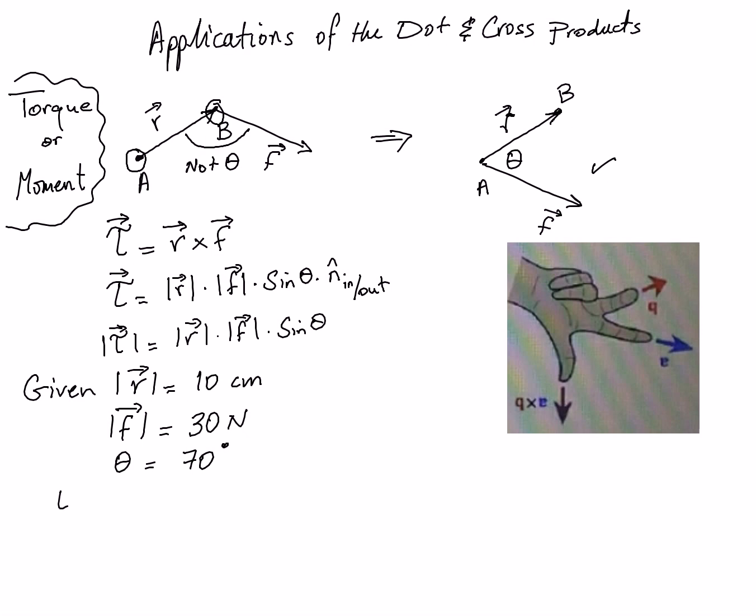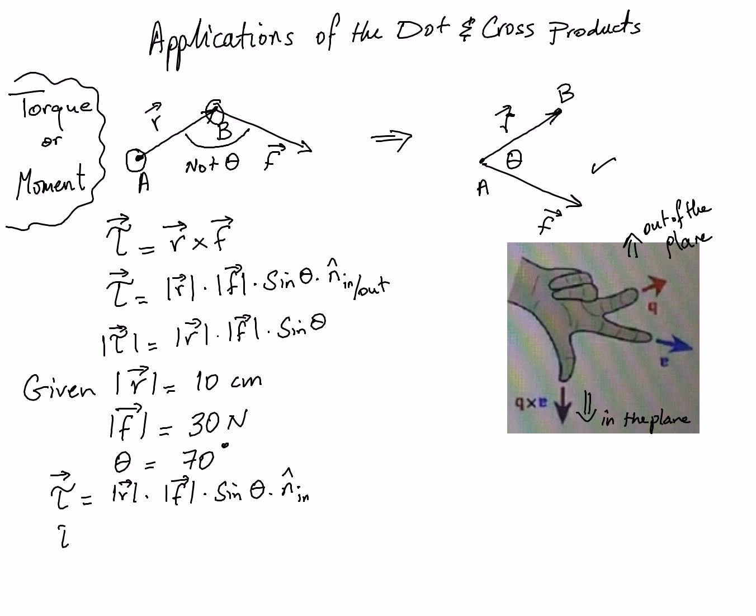Therefore, if we're determining the vector tau, it will be magnitude of r times magnitude of F times sine of the angle theta times the unit vector n, and it will be in the plane, considering that this direction here is in the plane, and the direction upwards will be out of the plane.